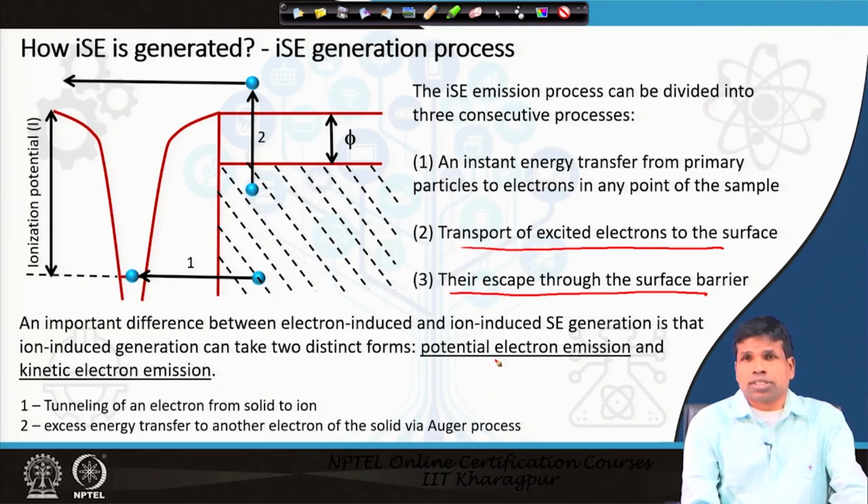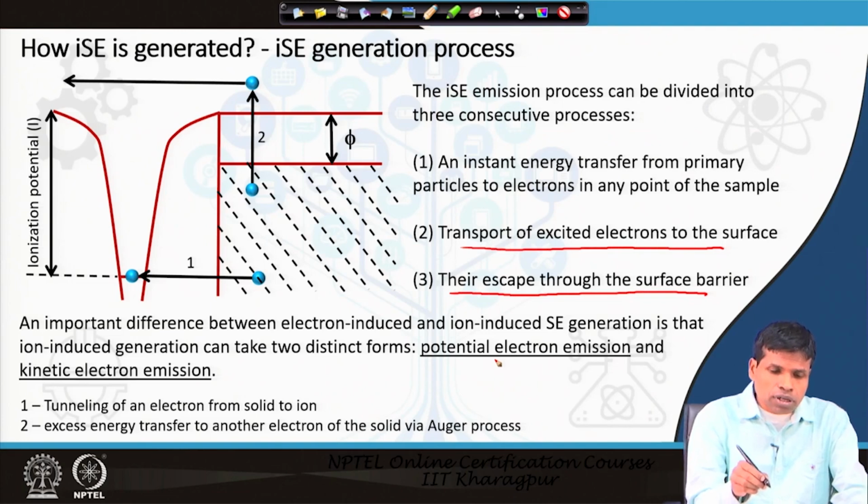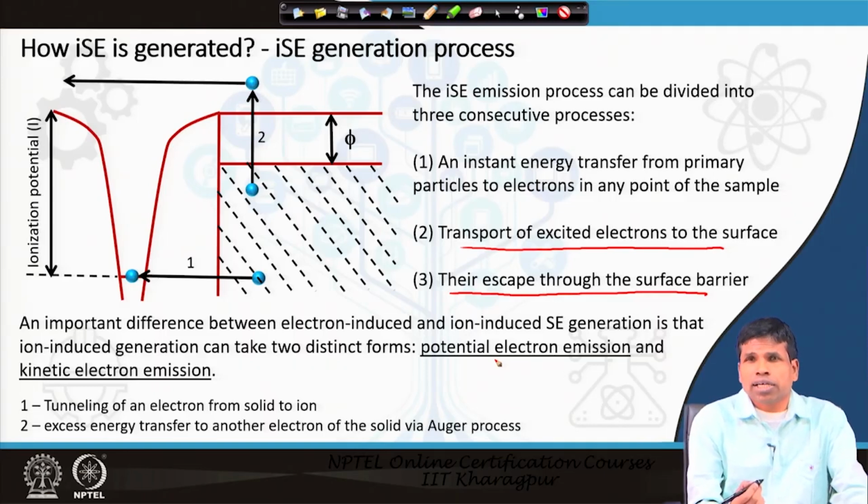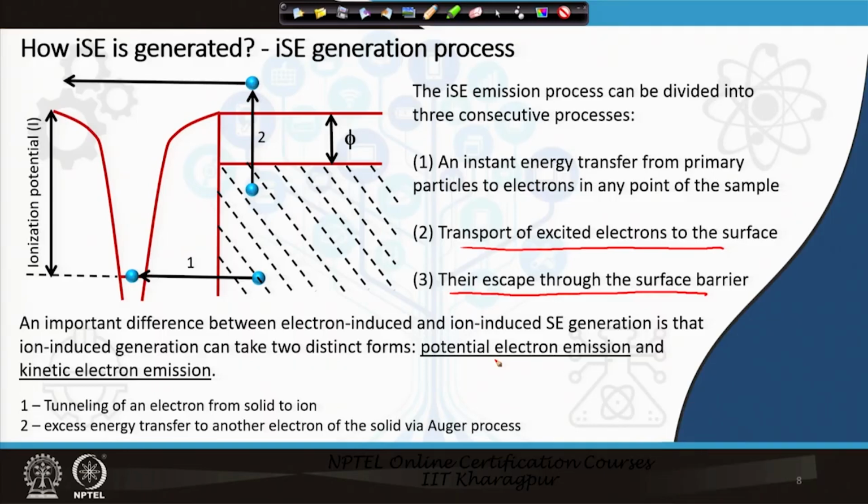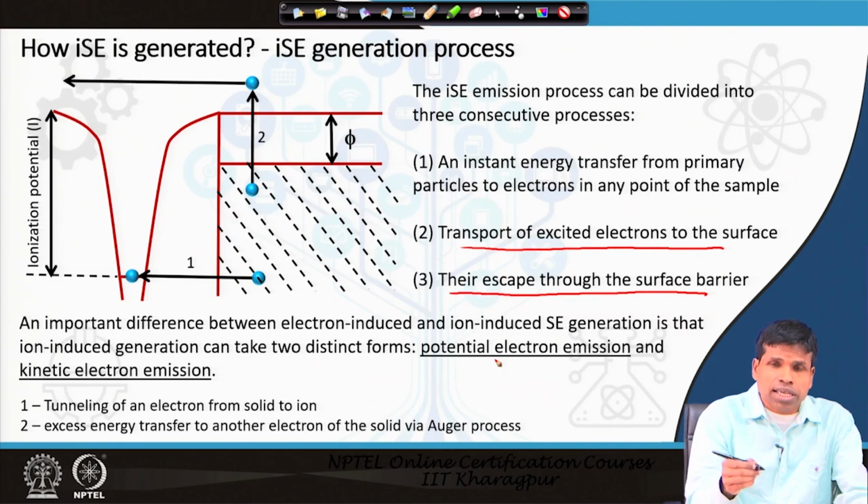Potential electron emission occurs when the incident ions interact with the specimen and then get neutralized, because it was an ion. If it takes an electron from the specimen, it will get neutralized, and once it takes an electron from the specimen and gets neutralized, it will release potential energy, and when it releases the potential energy, then that energy can be utilized to take out an electron from the specimen. That is an Auger process.